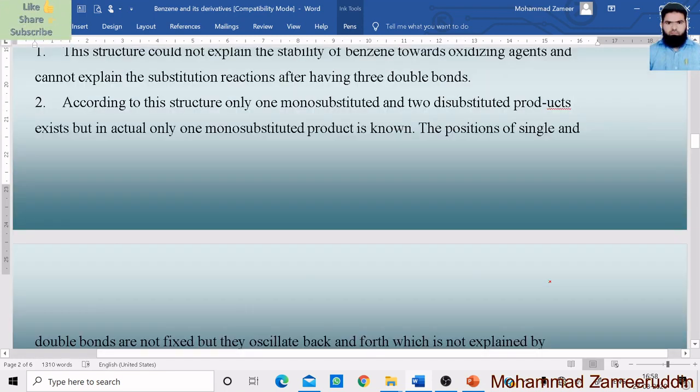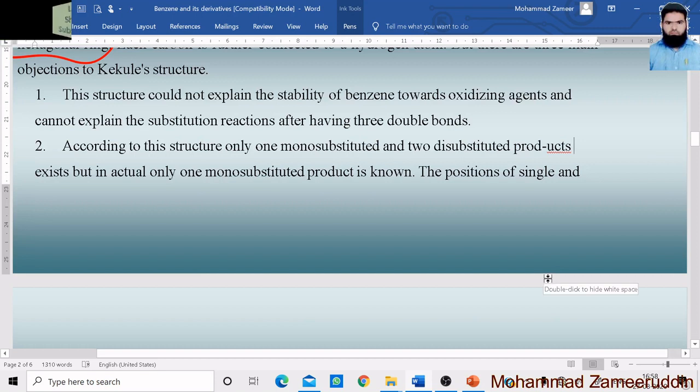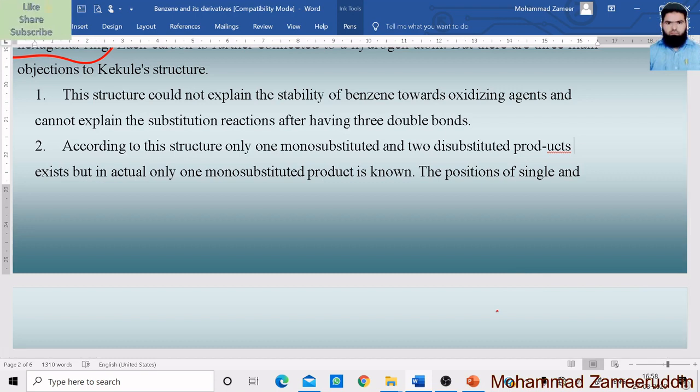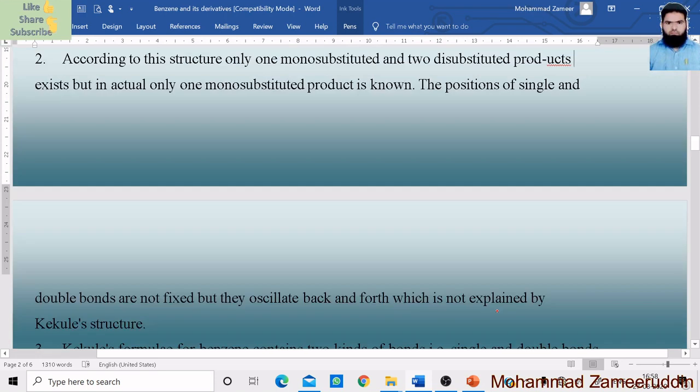If benzene contains three double bonds which are alternate to each other, then it must give one or two mono substituted products and two di substituted products, but that does not happen. Suppose, see, I will draw the structure here. If this is the benzene structure, this is the benzene ring. This is benzene.